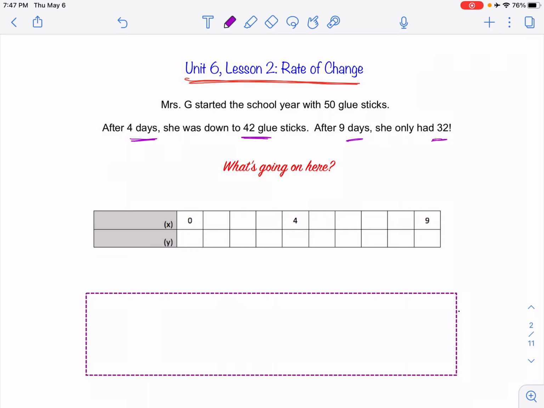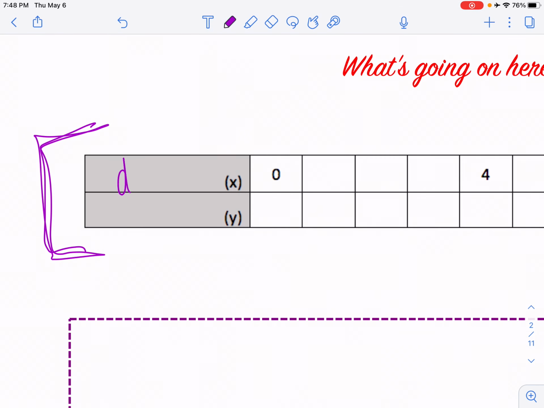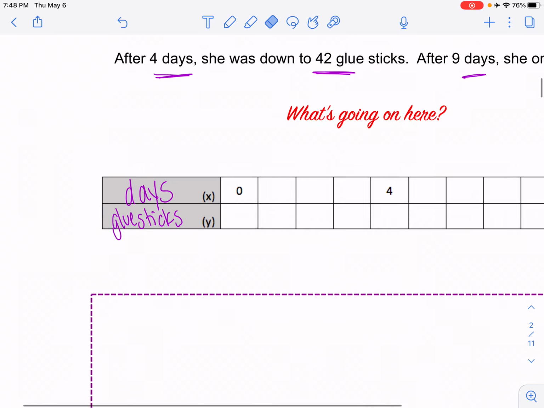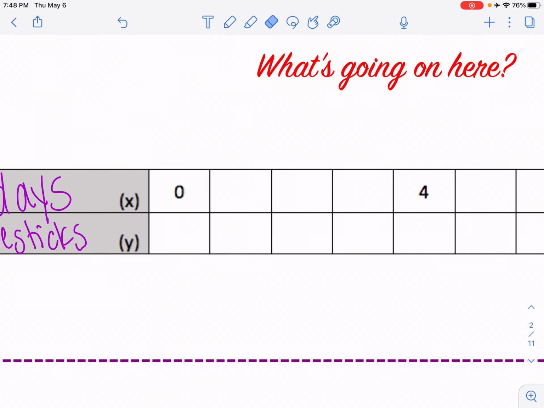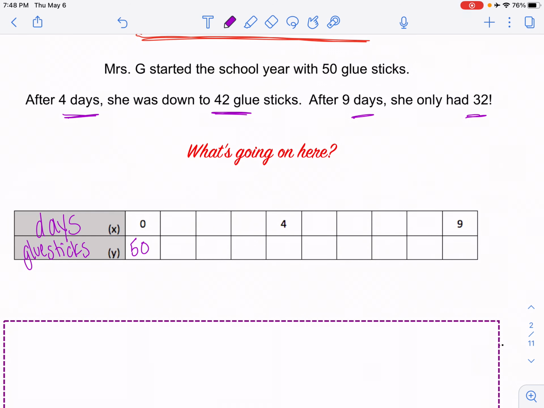So can you fill out this table on your own? Your X value here is going to be the days, and your Y value is going to be the glue sticks. Because I start the year with 50, no days have passed, so that's the point here. At day 0, I have 50. On day 4, I have 42. When you copy down this chart, you must have these spaces in here because that's counting evenly. If you want to pause and give this a try, feel free. Try and fill in those even spaces. How many are going each day?